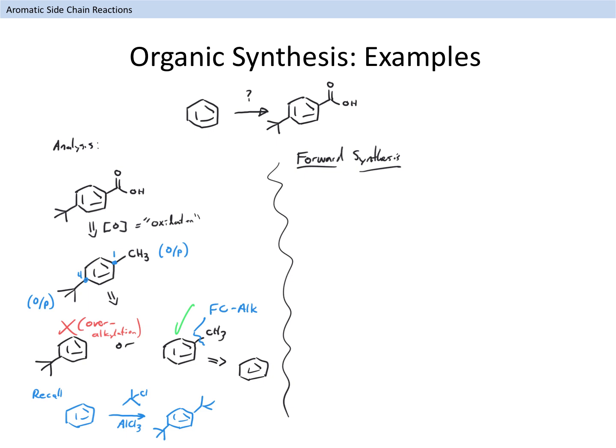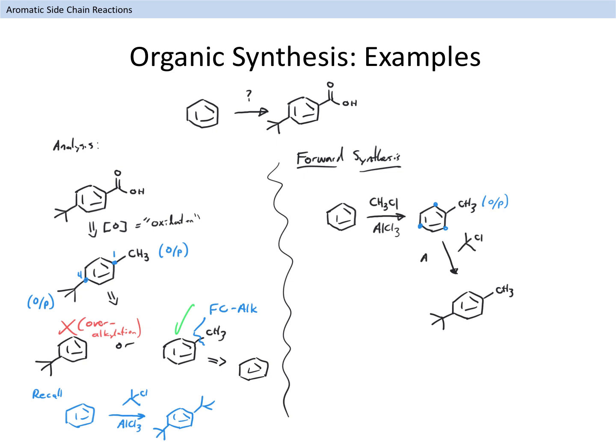The forward synthesis therefore starts with the Friedel-Crafts alkylation of benzene using methyl chloride and a Lewis acid catalyst. The second Friedel-Crafts alkylation attaches the tert-butyl group. Finally, treatment with potassium permanganate or sodium dichromate causes benzylic oxidation of the benzylic methyl group to generate the final carboxylic acid product. This concludes the final part of Lesson 4.